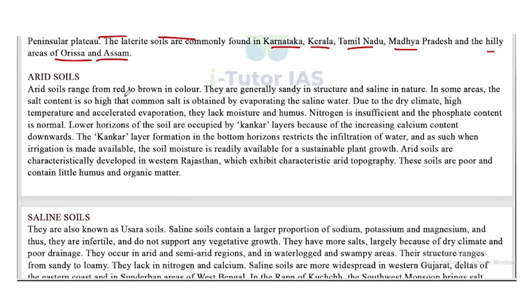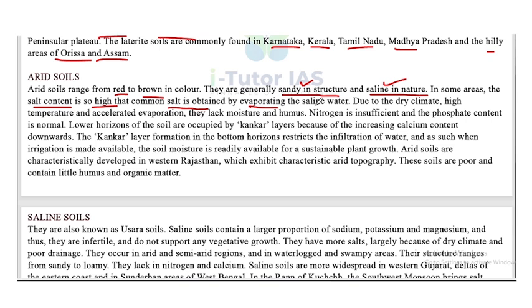Arid soils range from red to brown in color. They are generally sandy in structure and saline in nature. In some areas, the salt content is so high that common salt is obtained by evaporating the saline water. So in some places, the salt content of the soil is very high and we can obtain salt by evaporating the saline water.